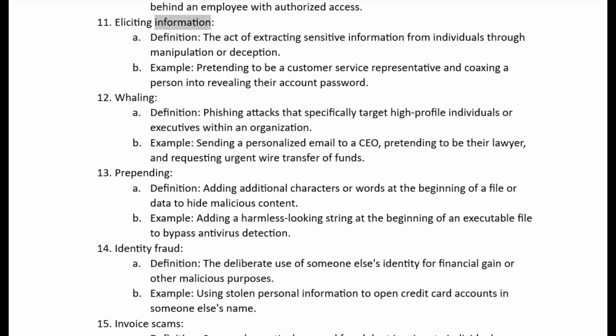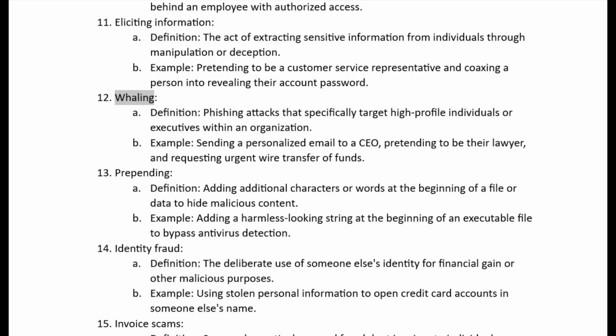Eliciting information. Definition: the act of extracting sensitive information from individuals through manipulation or deception. Example: pretending to be a customer service representative and coaxing a person into revealing their account password.